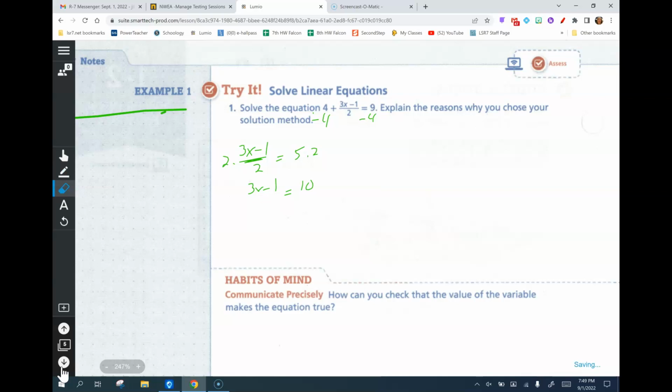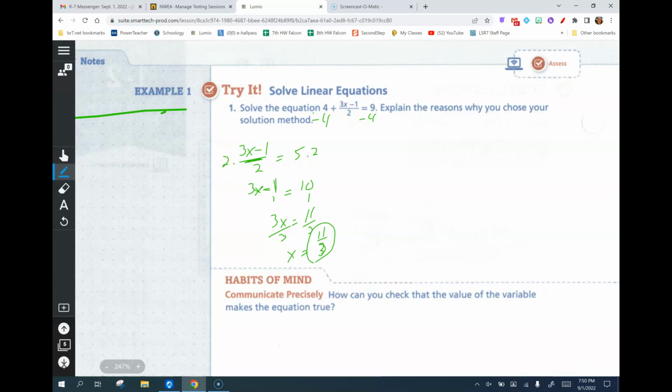You make more mistakes. Okay, so now we're going to add 1 to both sides. We get 3x is equal to 11, divide by 3, and I get x is equal to 11 thirds. Now, 11 thirds, if you put it into your calculator, is going to be a repeating decimal because it has a denominator of 3. So there's our answer. I will take that one.